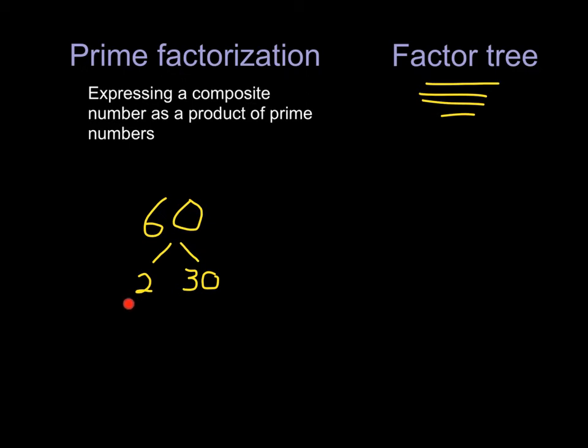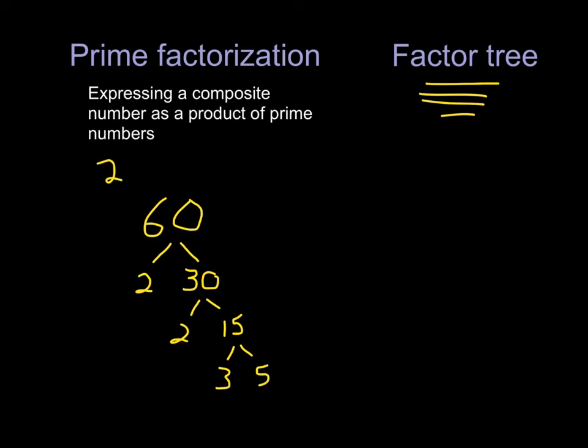Now, 2 is prime, so I can't break that down anymore. But 30 is not. I can still break that down more. So I know that 30 I can do 2 times 15. Okay, that would give me 30. Now I've got another prime number here, but 15 is not prime because I know that I can take 3 times 5. Okay, now I look at this and 3 is prime and 5 is prime. So my prime factorization for 60 is 2, 2, 3, and 5.